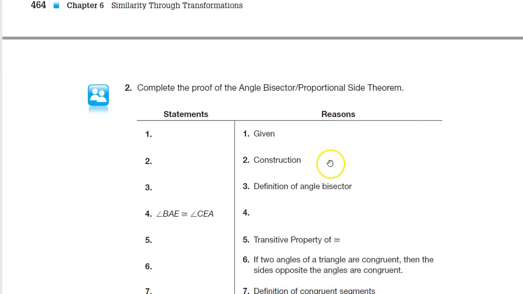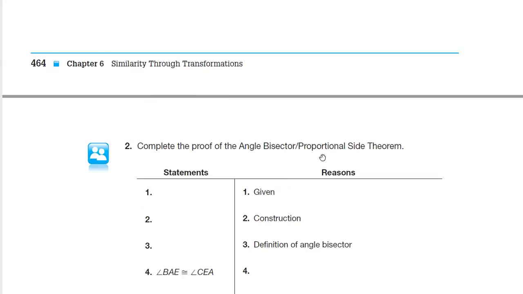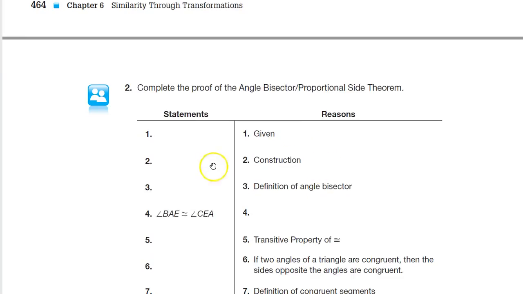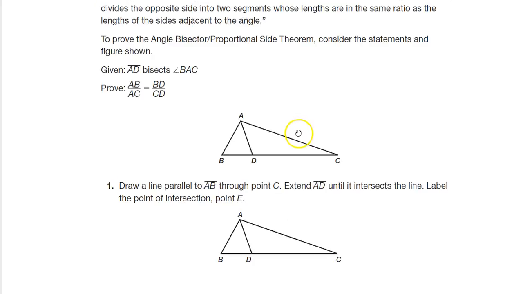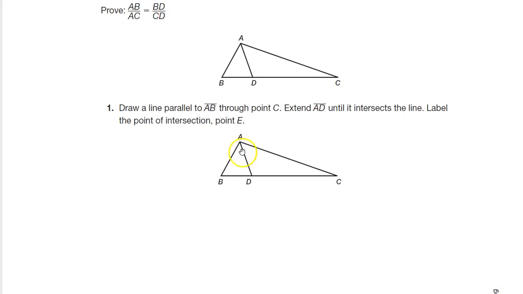And then you're going to start to fill in the proof of the angle bisector proportional side theorem. And then the idea with this proof is, let me go through here and just kind of explain it to you. And you're going to have to probably watch this a few times and then go through it. But the first thing is what we know and what was given is that this segment is bisecting that angle. And so what that means is that this angle, which is BAD, is congruent to this angle, DAC, by the definition of an angle bisector. If it's bisecting it, then they are congruent.